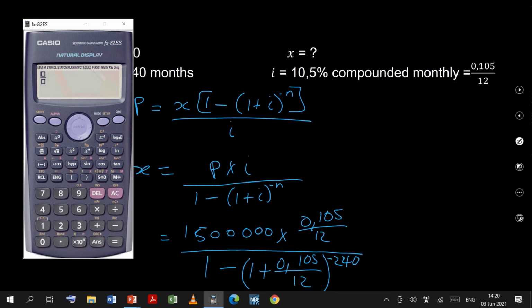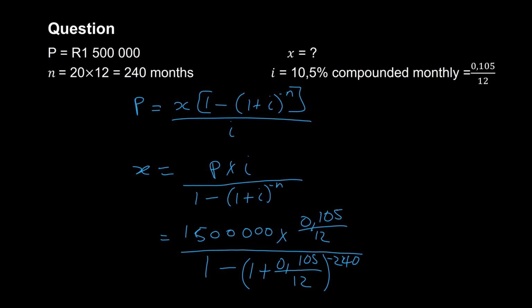And on the calculator, you'll say 1,500,123 multiplied by 0.105 divided by 12 all over, so I must take this down there, 1 minus, open a bracket, 1 plus another fraction, which is 0.105 over 12 raised to the exponent of negative 240. And that will give me 14,975, right?